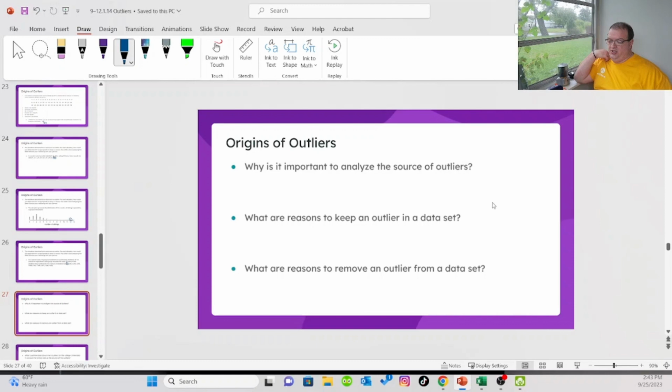What are reasons to remove an outlier from a data set? Only if there is an error in collection or an error in calculation. If you know you have an incorrect data point, then you want to remove it because you don't want your data to be altered by an incorrect data point.